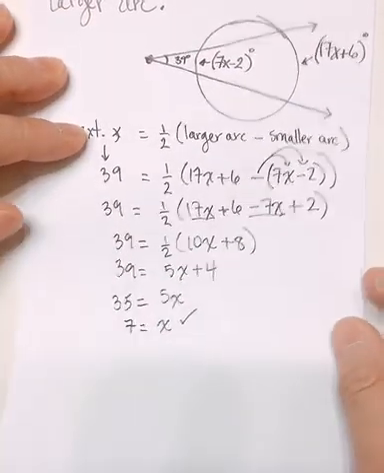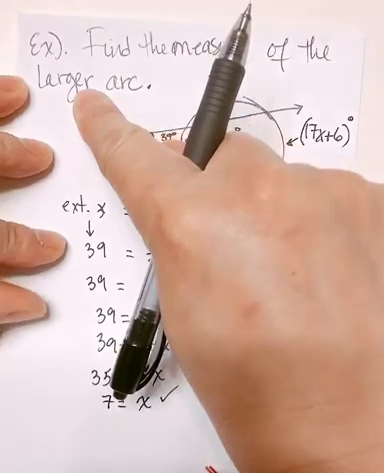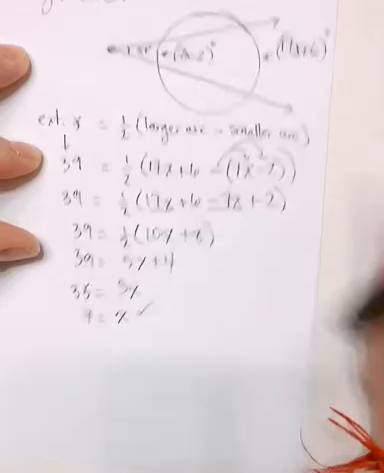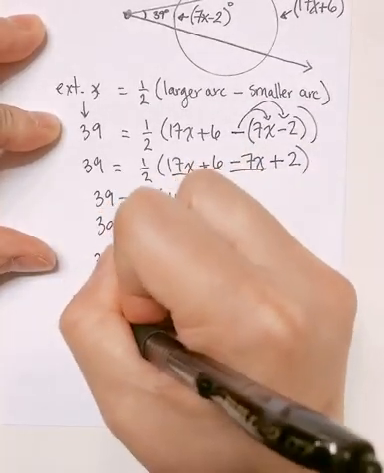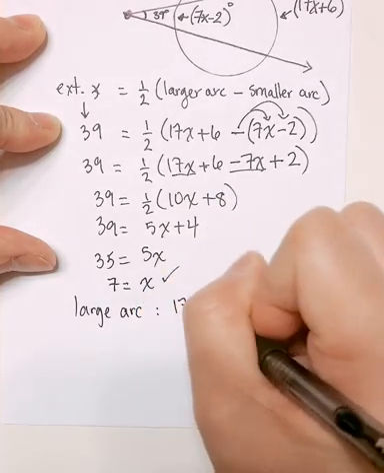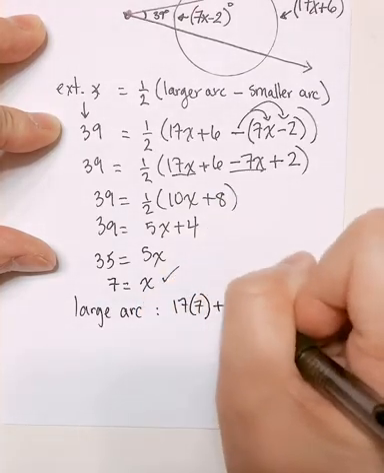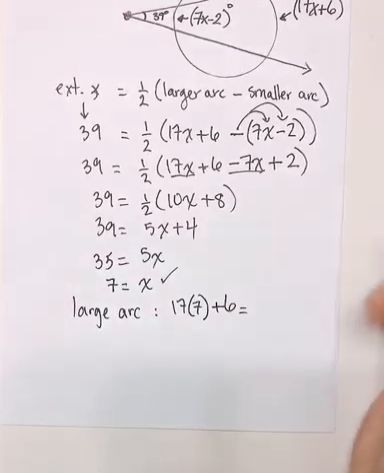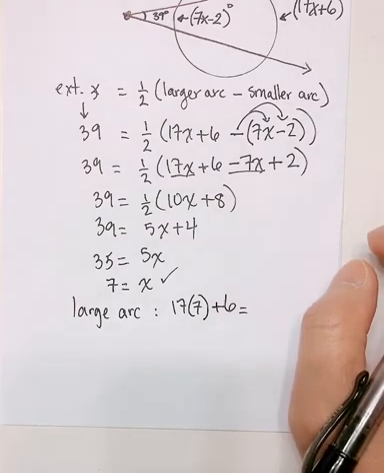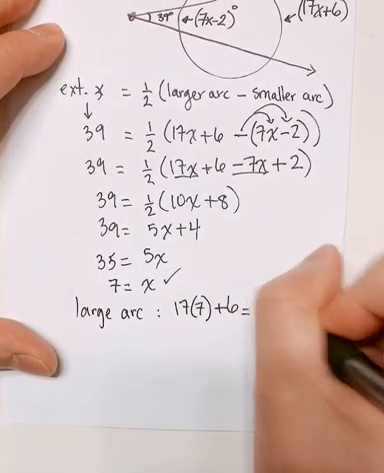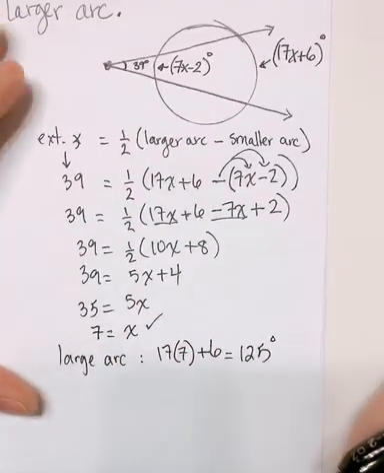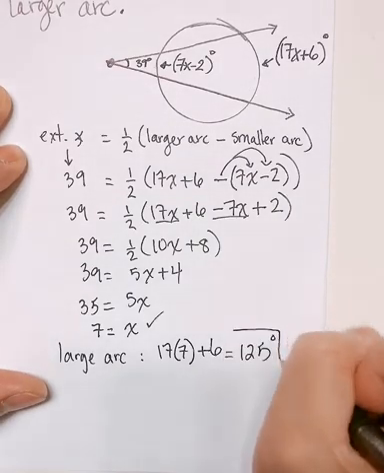However, that is not what they're asking us. They're asking us to find the measure of the larger arc. So our job is to take this solution and substitute it back into the larger arc to actually find what the larger arc is, right? The larger arc is 17 times 7 plus 6. And then we'll have to work this algebra out. Let me punch this into my calculator real quick. And then I get 125 degrees, right? So the measure of the larger arc is 125 degrees. And this is the actual answer.